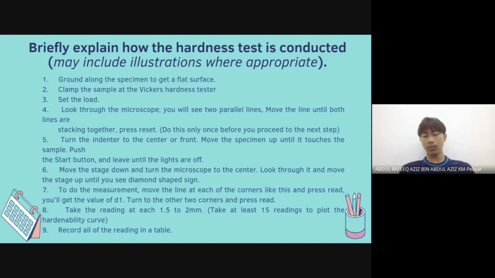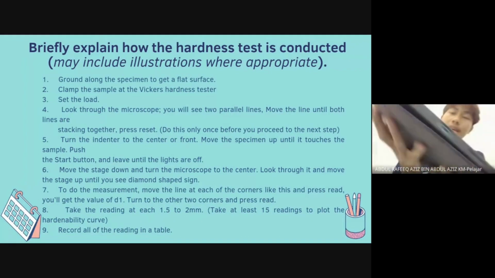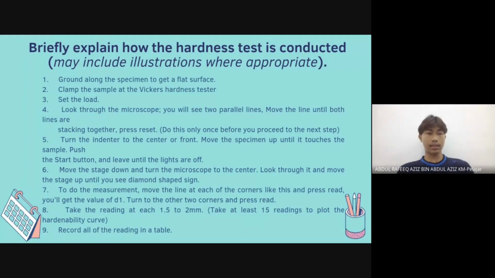So I want to show you how you look through the microscope. The next step is to turn the indenter to the center or front. Move the specimen up until it touches the sample. Push the start button and leave it until the lights are off. Move the stage down and turn the microscope to the center. Look through it and move the stage up until you see the diamond shape. Move on to do the measurement.